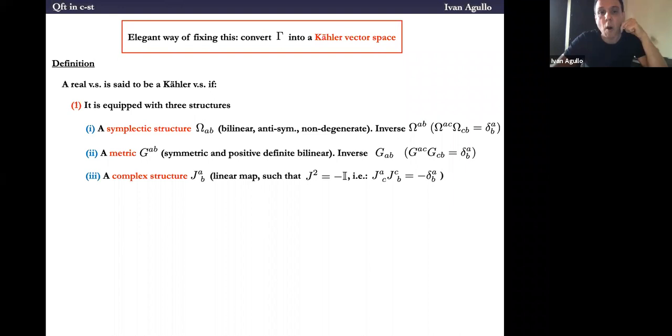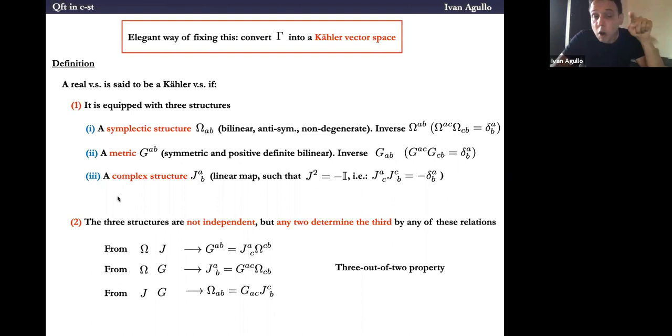Third ingredient, a complex structure. What is this? A complex structure is nothing but a linear map whose square is minus the identity. That's it. Any linear map, linear matrix in the phase space, whose square is minus the identity. With these three structures, the phase space could be a Kähler space. However, not all of them are independent. In fact, only two of these are independent. So this is a Kähler space if they are related in a concrete manner.